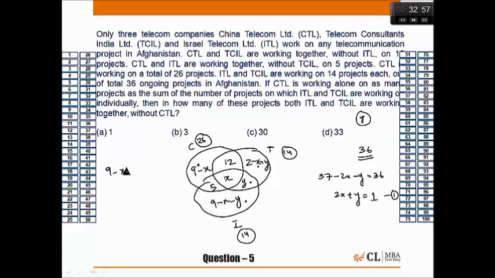So 9 minus x should be equal to this plus this: 2 minus x minus y plus 9 minus x minus y. The 9 minus x cancels. So what does that tell me? x plus 2y equals 2. Okay, x plus 2y equals 2. That's the second equation. We need to find the value of y.